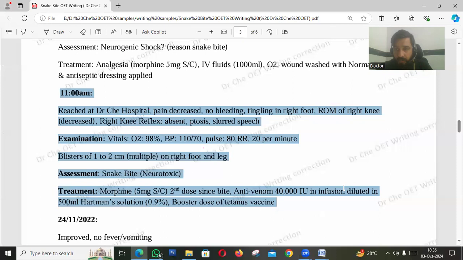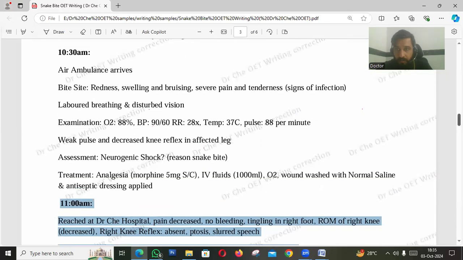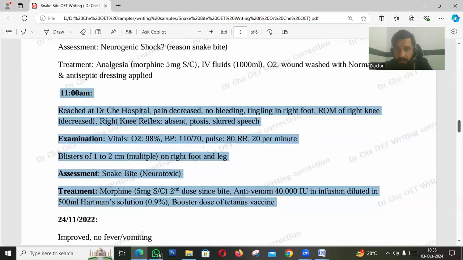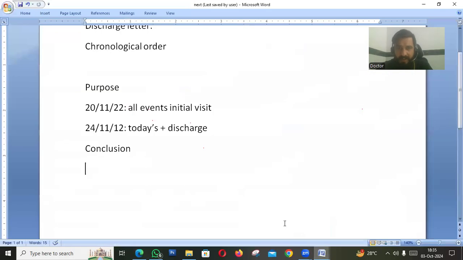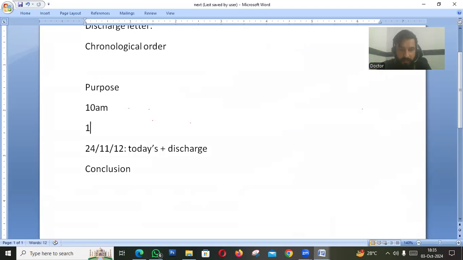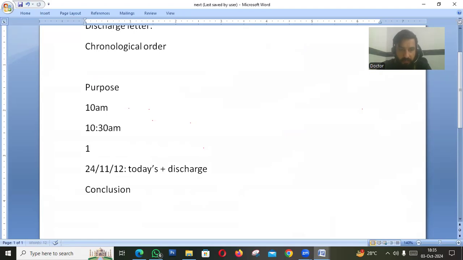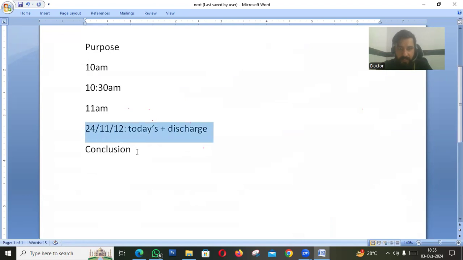No, sir. I believe it has to be in two paragraphs. One, the things that have been done on the way, and two, the things that have been done in the hospital. So it is very easy. Just divide it into three. What happened at 10 in the morning? What happened at 10:30 in the morning? And what happened at 11 in the morning? Then write today's visit, discharge plan, and write the conclusion.